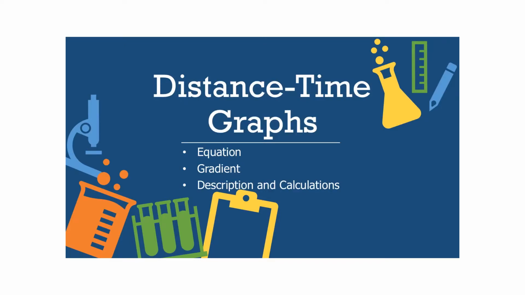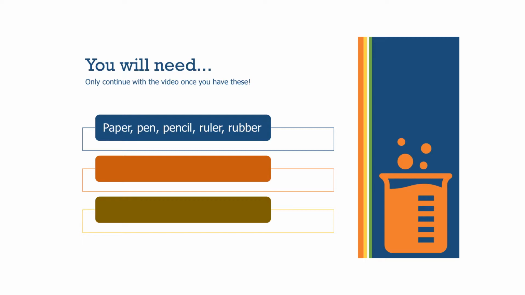Hello, today we're going to look at distance time graphs and, linked to that, an equation that you'll need to use, probably quite familiar actually. We'll look at different gradients of the line, so different steepnesses of the line and what they mean, and then we'll look at describing distance time graphs and how to do calculations from the graph.